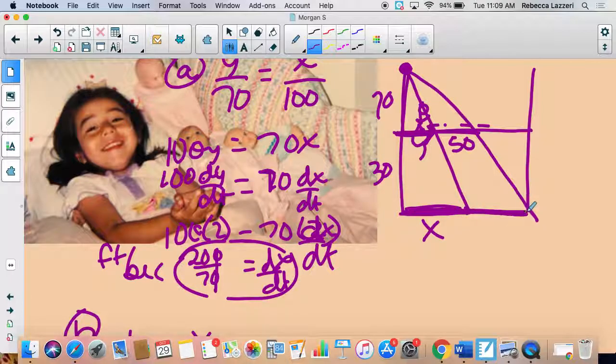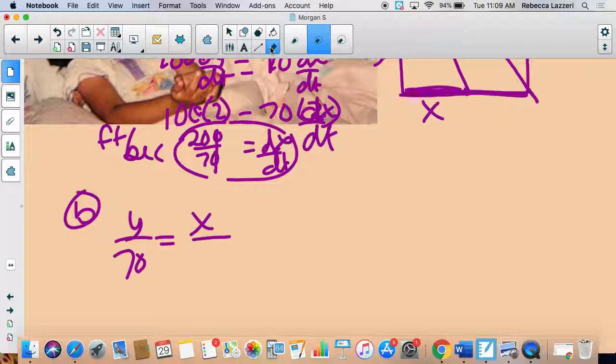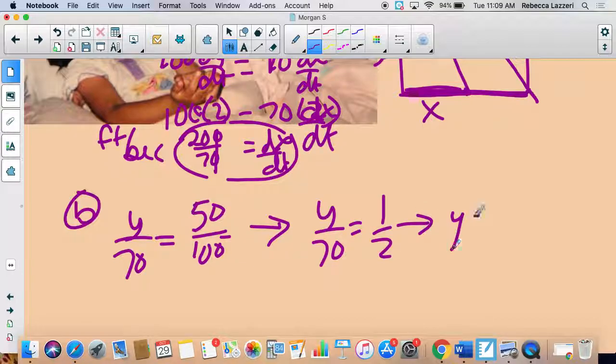Oh, you do know x there, it's at the base of the building. So yeah, x is going to be 50 to 100. So you know that for sure. So it was just a straight up ratio, 50 to 100. All right, so that gives me y is to 70 as a 1 to 2 ratio. So y ends up being 35 feet.